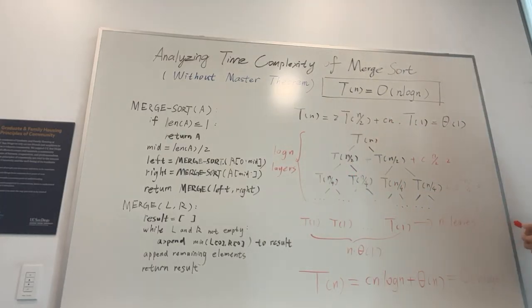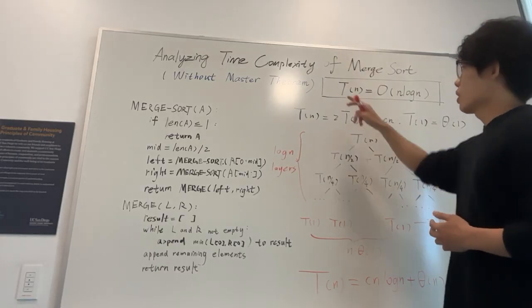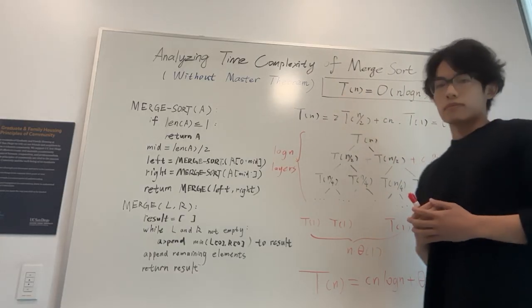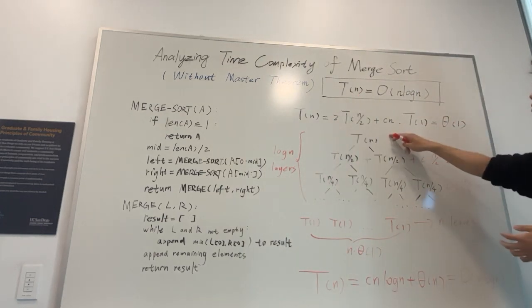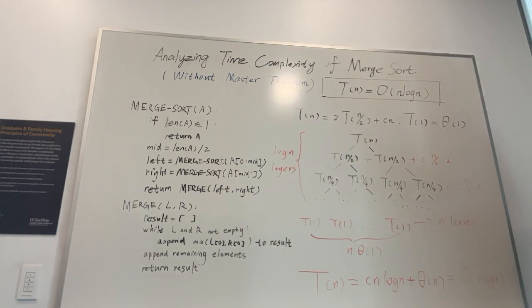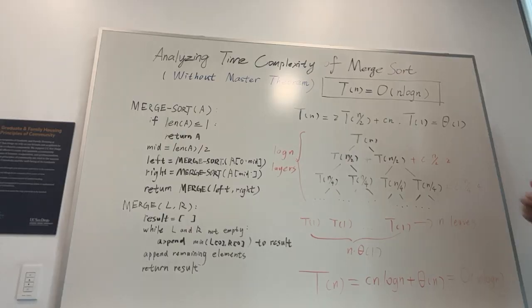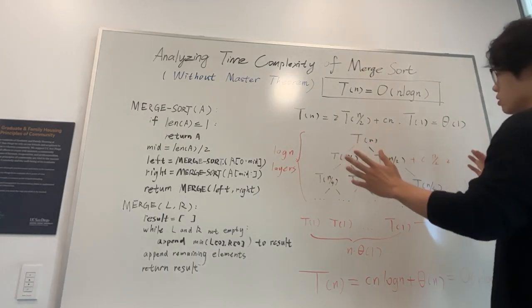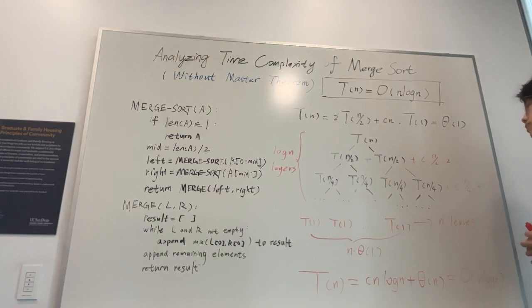Okay, so from here, if we're using the Master Theorem, we can directly get this equation here. But we're not going to do that. I'm going to do it more intuitively. So let's expand this problem until we reach the base case. Each time we divide this array into two parts, right? Each of them has the size of n over 2.